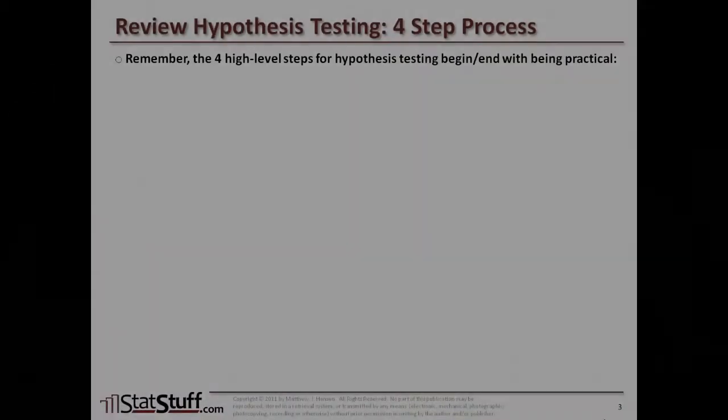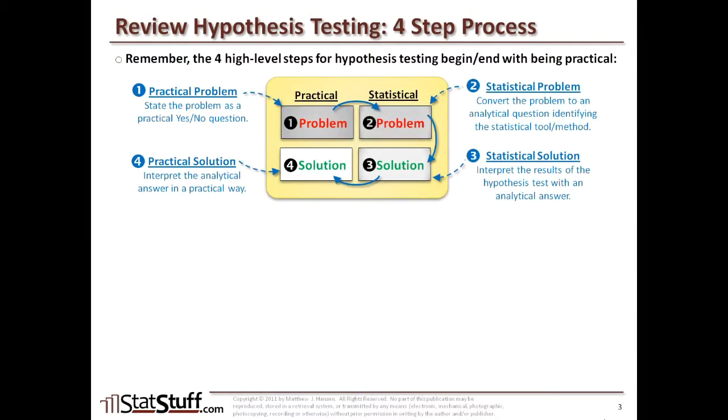Okay, now let's review again the various steps we follow when doing hypothesis testing. On a high level, the steps begin with a four-step process, starting with a practical problem. We're stating the problem as a yes or no question, and then we want to convert that problem into a statistical problem. That's going to help us to figure out which is the right statistical tool or method we're going to use to figure out how we're going to do the analysis. And then we apply that statistical tool or concept, and then we interpret the results from that and come up with some analytical answer. And then from that, we would translate the analytical answer into some practical solution or some practical way of applying it so that it makes sense to us.